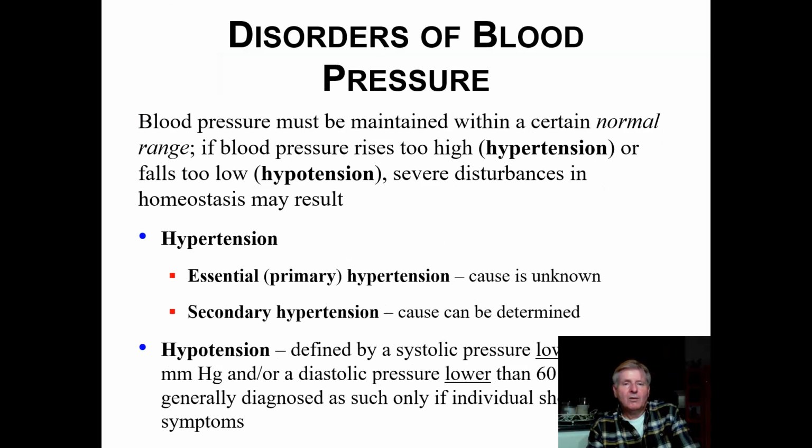Okay, disorders of blood pressure, hypertension and hypotension. Essential hypertension, we really don't know the cause, and that's the majority of the cases of hypertension. Secondary hypertension is when you know the cause, like an adrenal tumor, like a pheochromocytoma of the adrenal glands, or atherosclerosis causing occlusion of your blood vessels. Hypotension is defined as a systolic pressure lower than 90 or diastolic lower than 60. It's only diagnosed, though, if the individual shows symptoms. It's actually beneficial to have a lower blood pressure, okay, if you're not showing symptoms.